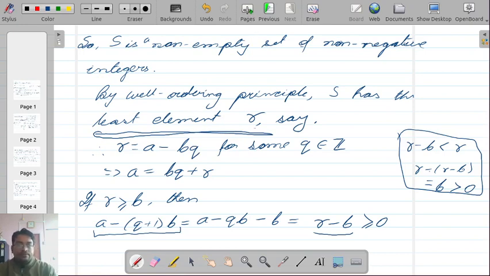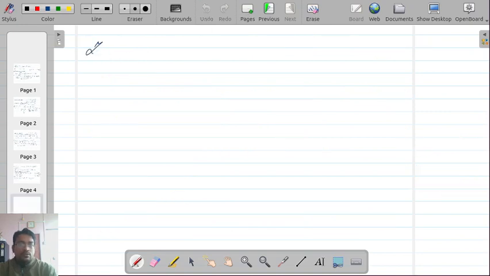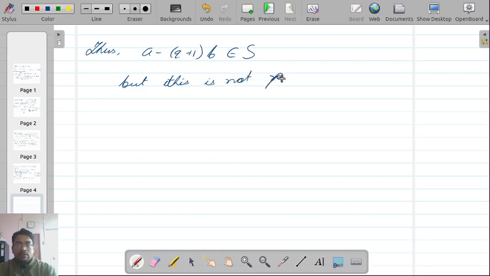So this is what we will write. Thus A minus Q plus 1 into B belongs to S, but this is not possible, as A minus Q plus 1 into B is actually R minus B, which is strictly less than R, and this is not possible as R is the least element.